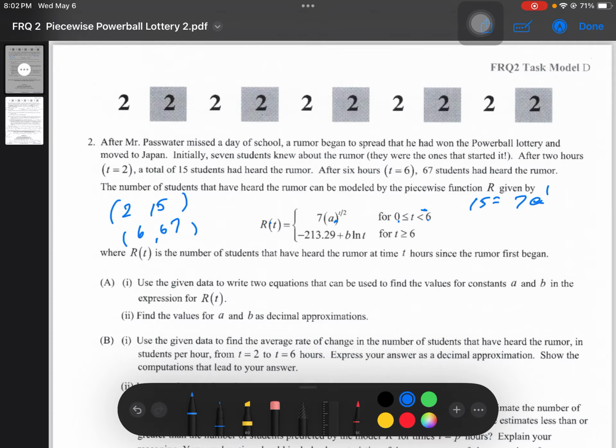And the other equation now is when t equals 6. Well, when t equals 6 now, I'm in the second equation, second domain, right? So therefore, that gives me 7 now becomes r of t. So I'm going to have 7 equal to negative 213.29 plus b times ln of 6. All right, so that's both equations right there, guys. All right, so now solve for a and b.